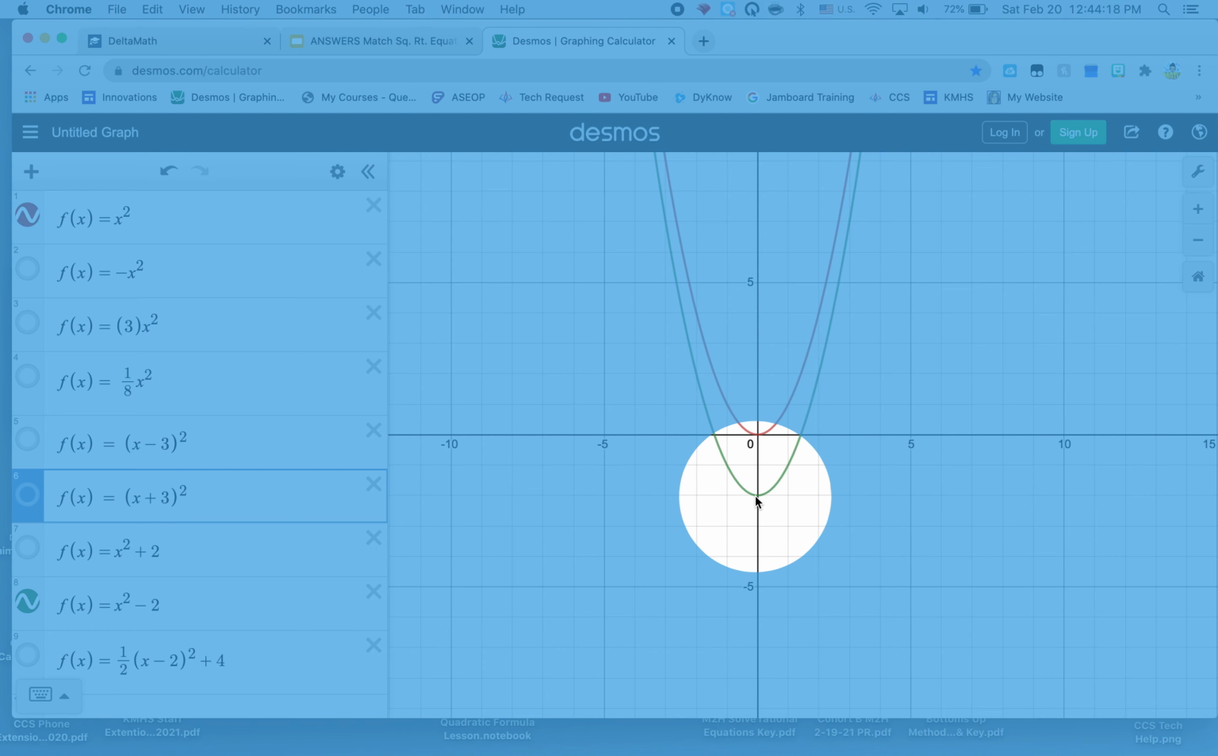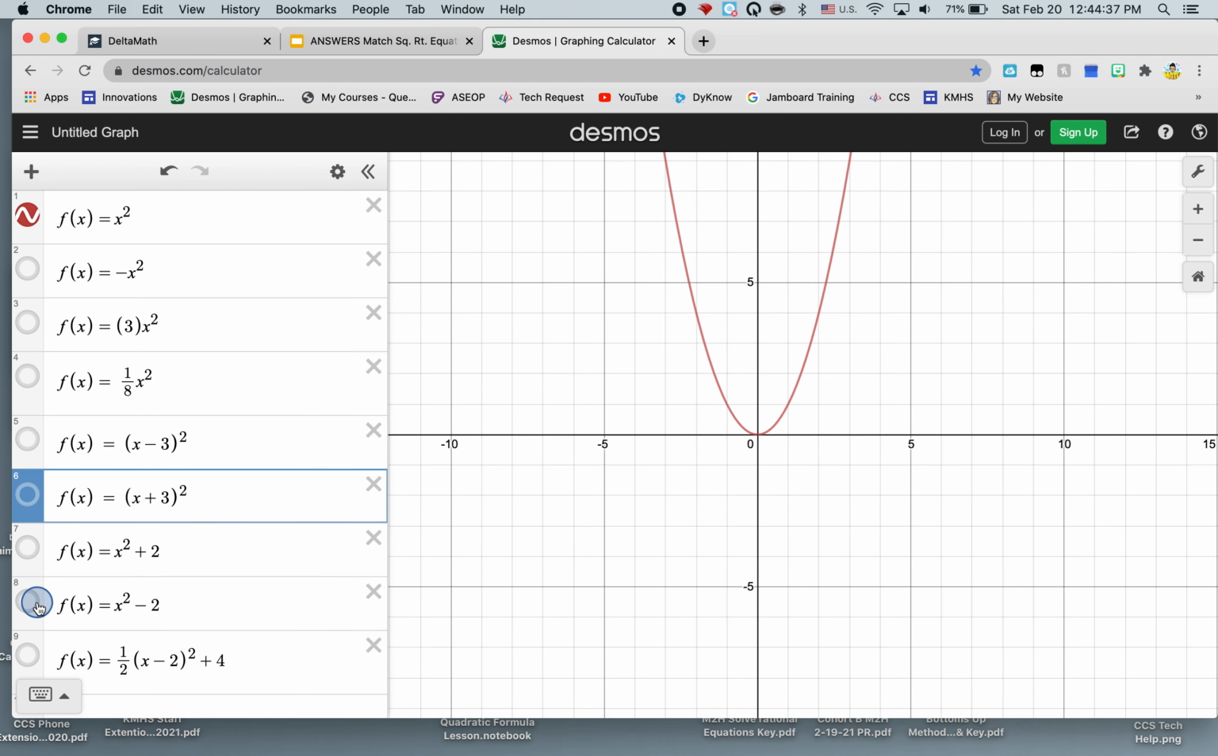It moves down 2 units. So if there are no parentheses and it's going to be a plus or a minus, plus goes up, minus goes down. And inside parentheses, minus goes to the right, plus goes to the left. If you can remember that, it's going to just help you immensely.